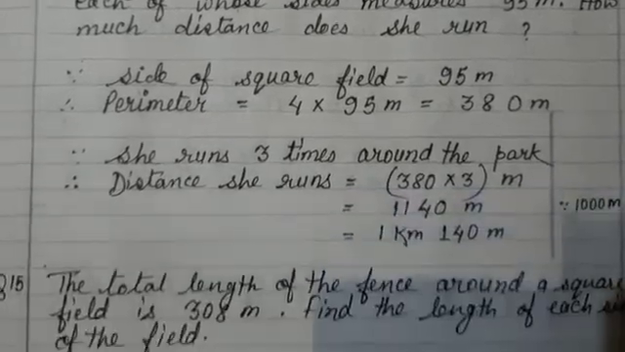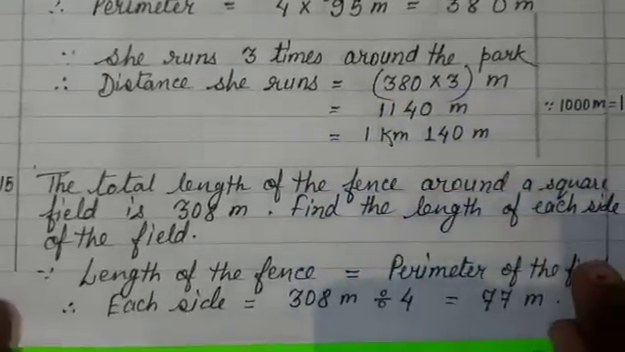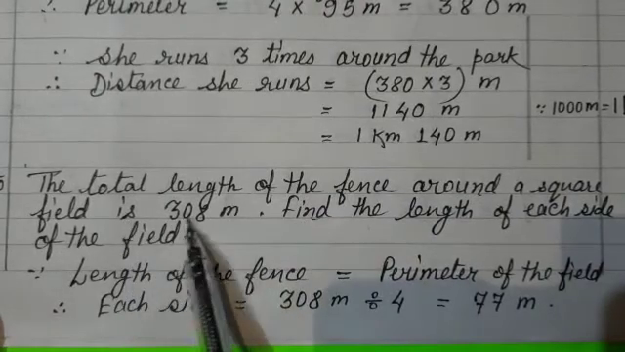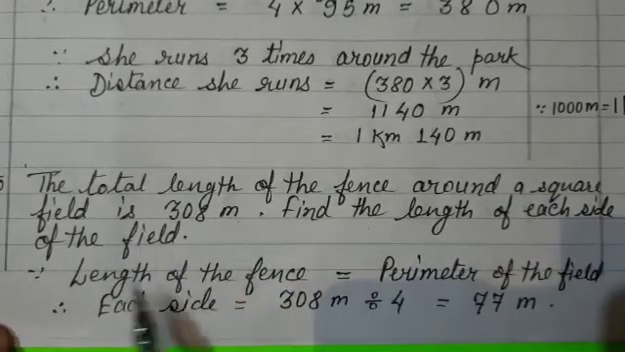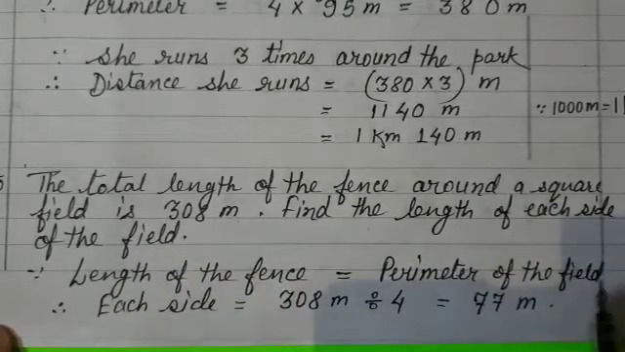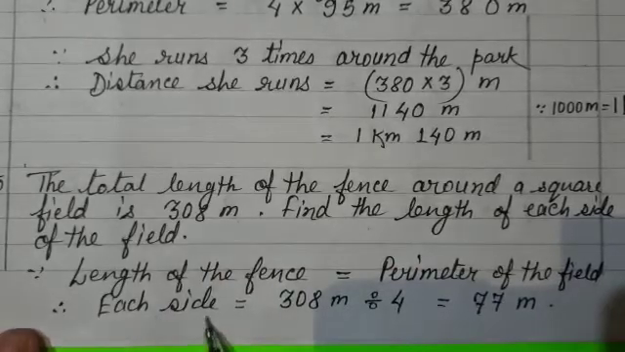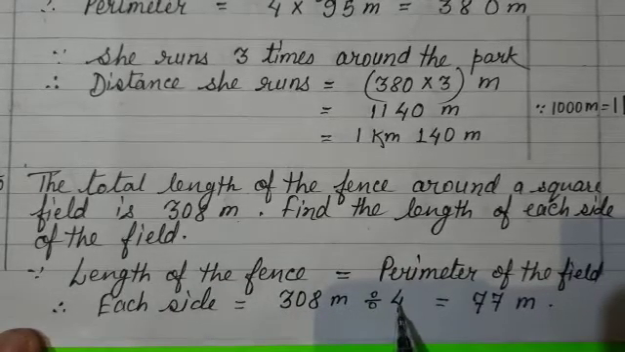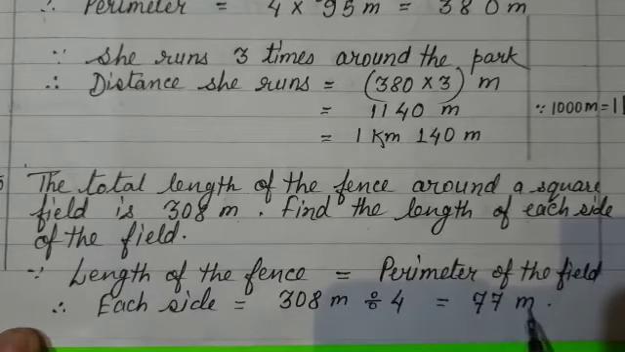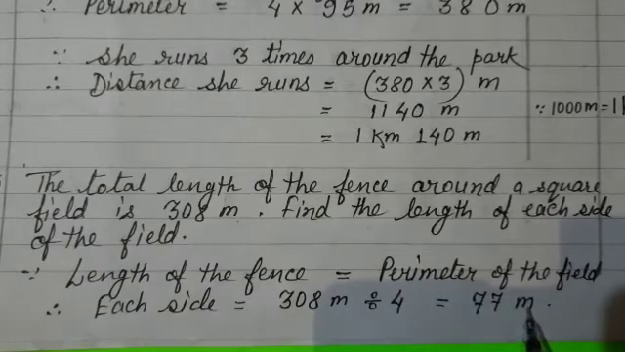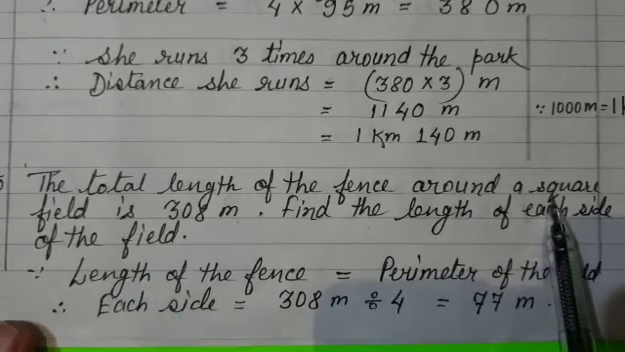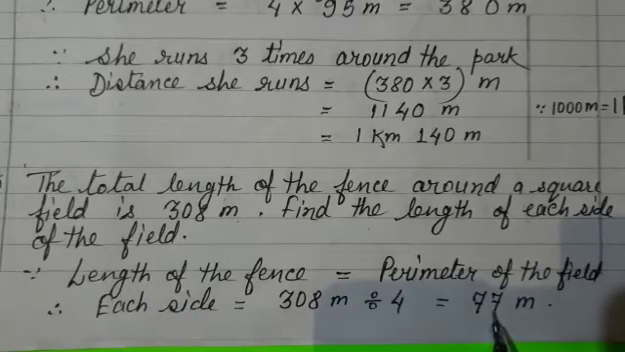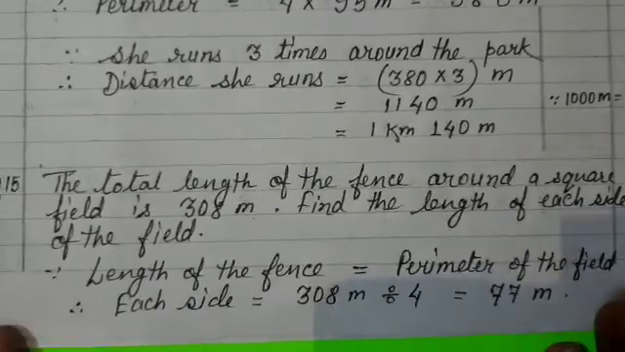And the last question, question number 15. The total length of the fence around a square field is 308 meter. Find the length of each side of the field. Length of the fence is equal to perimeter of the field. Therefore, each side is equal to perimeter divided by 4. So, 308 meter divided by 4 is equal to 77 meter. Hence, we can conclude that the length of each side of the field, which is in square shape, is equal to 77 meter. I think it is clear to you.